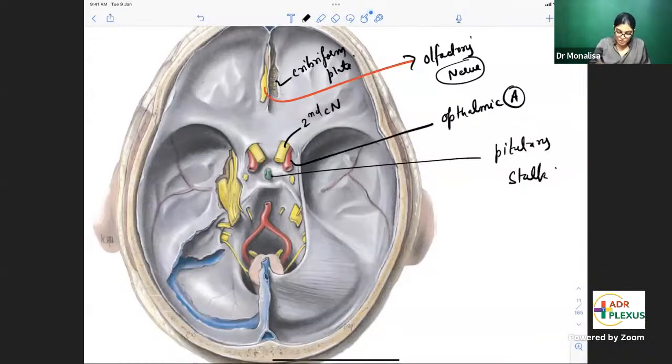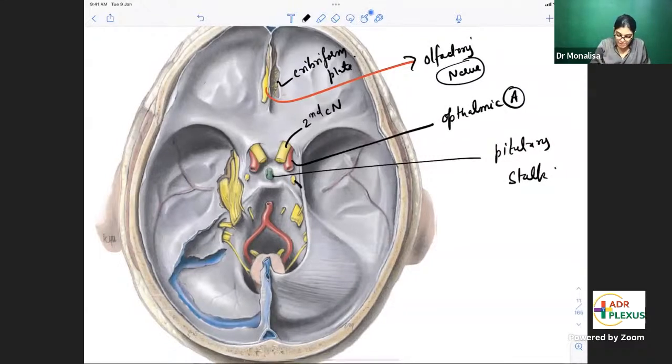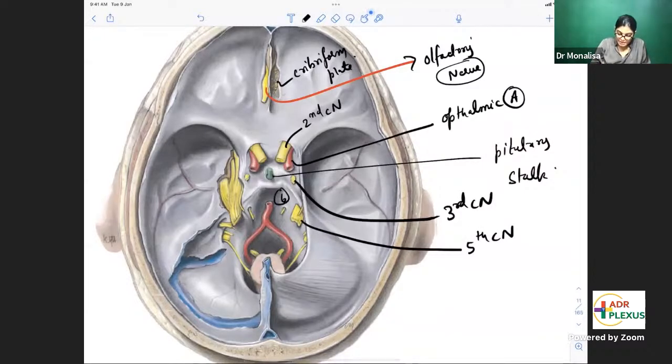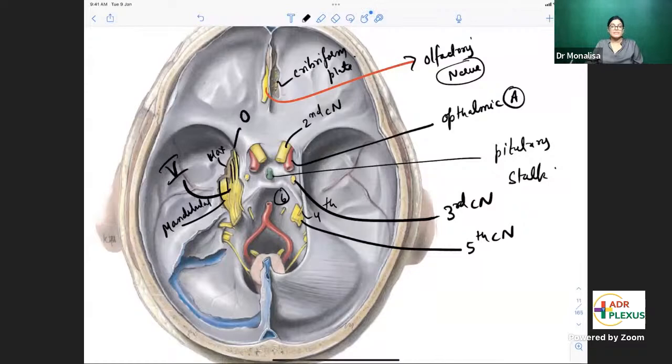You can also identify a few other important structures seen here. This was asked in the MCQ, that is the third cranial nerve. Here you can see this is the fifth cranial nerve. Close to it is the sixth, and this is the fourth cranial nerve. Here you can see this is the fifth cranial nerve, showing 3 divisions. From anterior to posterior it will be ophthalmic, maxillary, and the mandibular division of the trigeminal nerve.